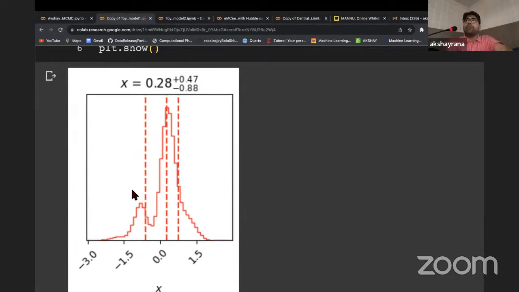How are we going to read this result? This 0.28 is not the mean, it's the median. The plus 0.47 is not the one sigma Gaussian error. This is the 1 sigma percentile error. You are going 34% from the median, meaning 34% of the data lies on the left side within that region, and in the same way on the right-hand side. So it should be very clear in your head how to explain these results.